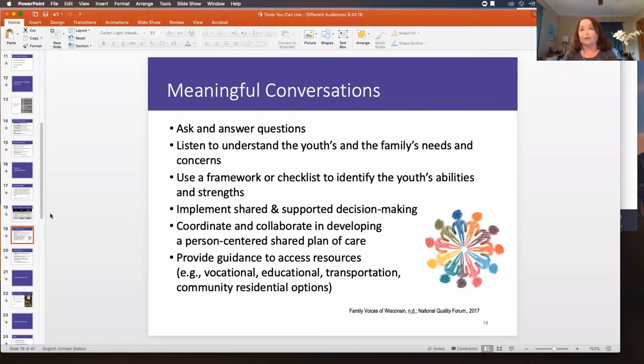Something that we'll point out in the near future is a shared plan of care. And this is a great tool that can be used inside of a healthcare setting, in a clinic setting, between the doctor and the family and the youth, as they start to identify areas where the youth would like to start to take more responsibility, and some of the things that you can do to work towards that. And that leads to this coordinated and collaborated approach to person-centered shared plans of care, and the guidance of access to resources based on what that youth has identified as important.